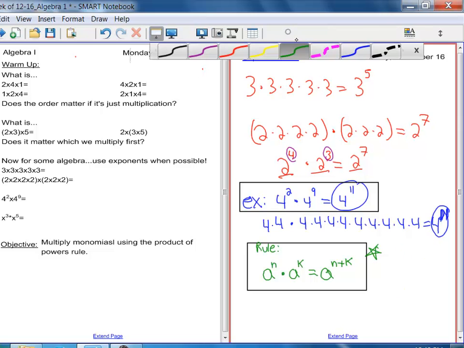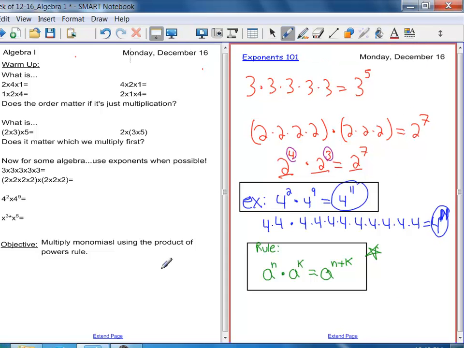So let's do it with a variable real quick, and then we'll move on. See this one right here, x to the third times x to the fifth? Well, keep the variable base and add the exponents. That's x to the eighth. So that's the answer. It's pretty simple, actually. The arithmetic's pretty easy, right?